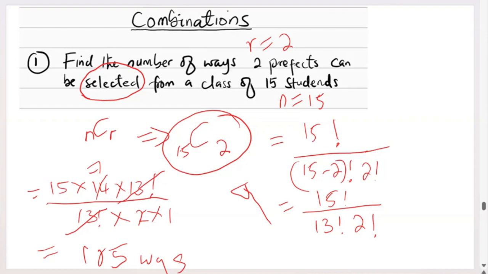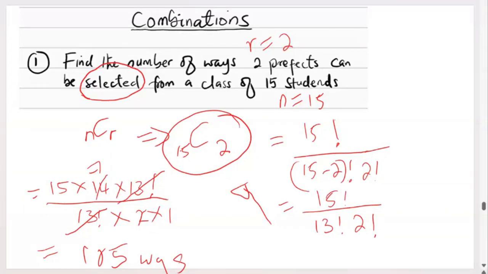Okay, look at this one. You are just asked to find the number of ways 2 prefects can be selected from a class of 15 students. Even if "selected" was not there, you can already see that there is no order. You just need 2 prefects out of 15. So don't let keywords like "selected" or "arrange" make you quickly run to permutation or to combination. Read the story and see if it is important to have an order here.